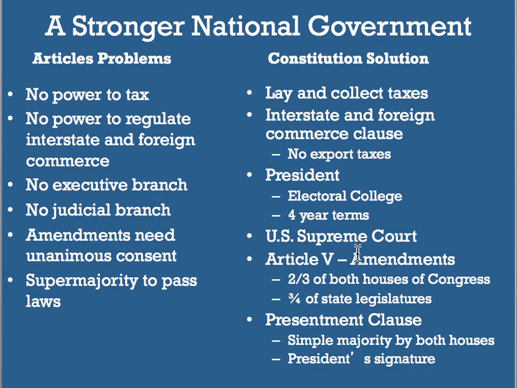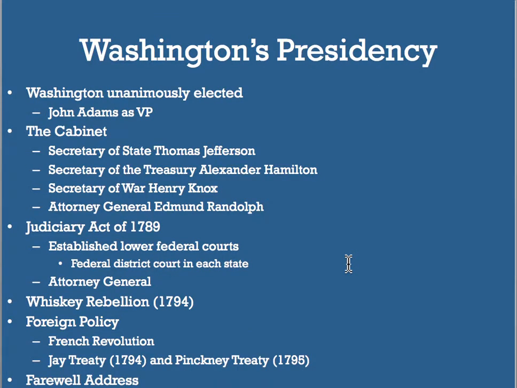Supreme Court, and then later there will be a series of courts under it, thanks to the Judiciary Act of 1789, and so on and so forth. Now, our first president is, of course, George Washington, who was elected unanimously with John Adams as his vice president. He surrounds himself with the first presidential cabinet, or appointed advisors that are very close to the president.